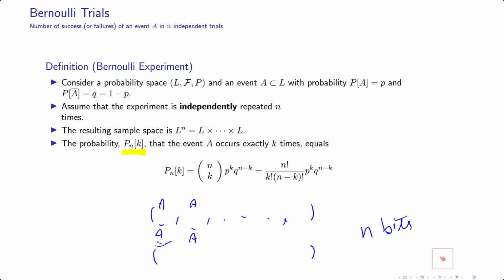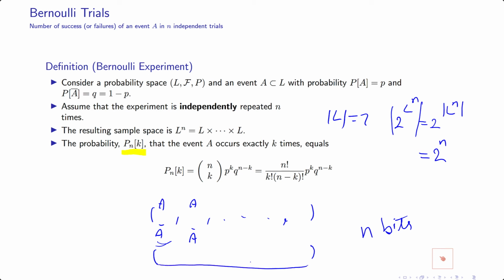So the total number of possible outcomes is 2 to the power of n, obviously, because L is equal to 2, and the number of elements of this one is 2 to the power of L to the power of n, which is equal to 2 to the power of 2 to the power of n. Now, how many of these binary strings have k of them equal to 1?